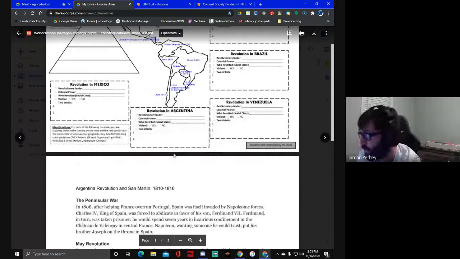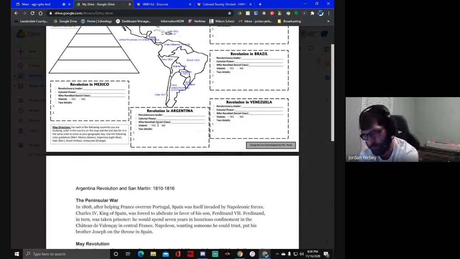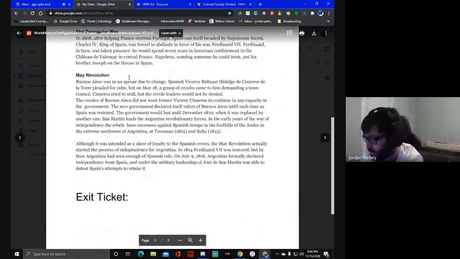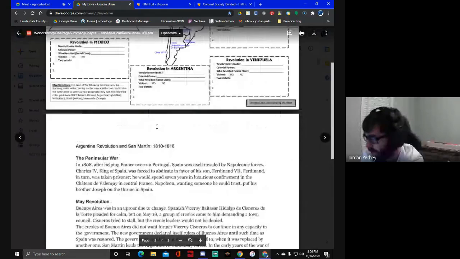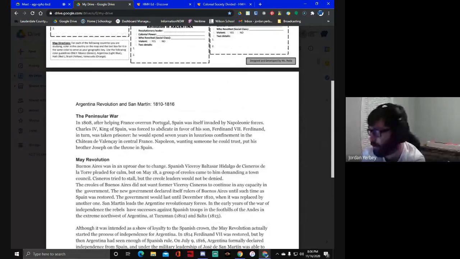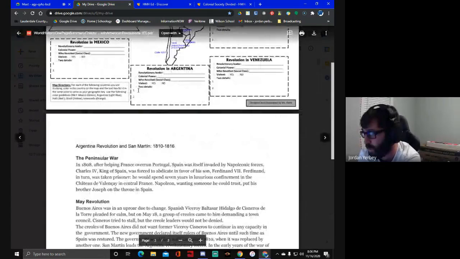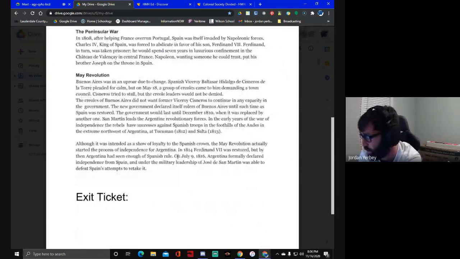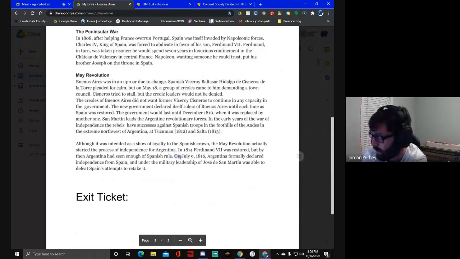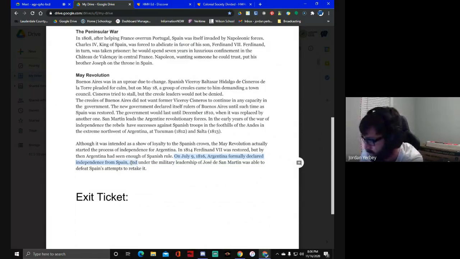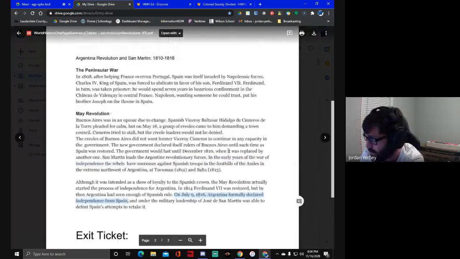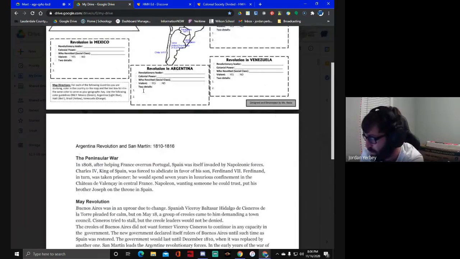And then lastly, you are to add two details from these readings that help you remember it. Their main ideas, the most important points, the MIPs, and you put those two details into your writings here. I would say almost always that an important detail is when they declared independence, and this one's here. On July 9th, 1816, Argentina formally declared independence from Spain. That would definitely be a main idea or key detail. And then you just have to have two.